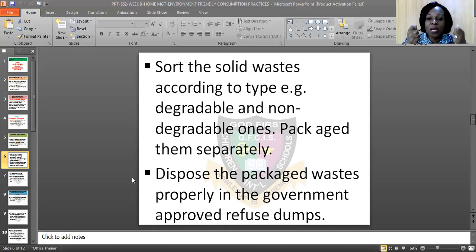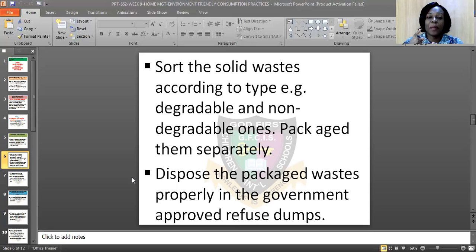And all the solid waste, the strong waste like bottle and iron, you sort them separately because they don't decay. But all those wastes that can decay, you leave them because at the end it will turn out to be manure, which will help our environment. Is that okay? All right.